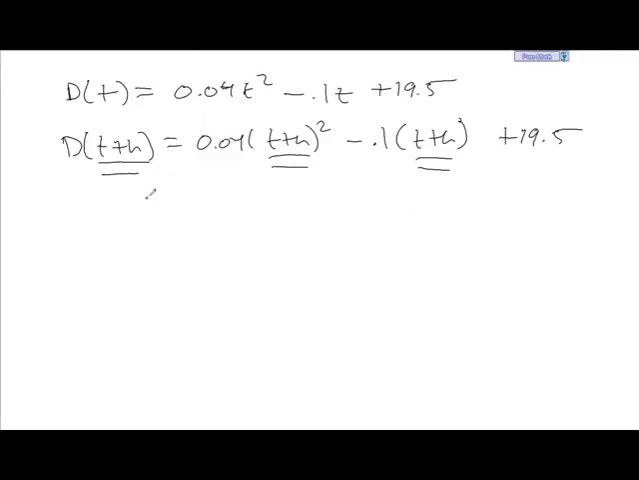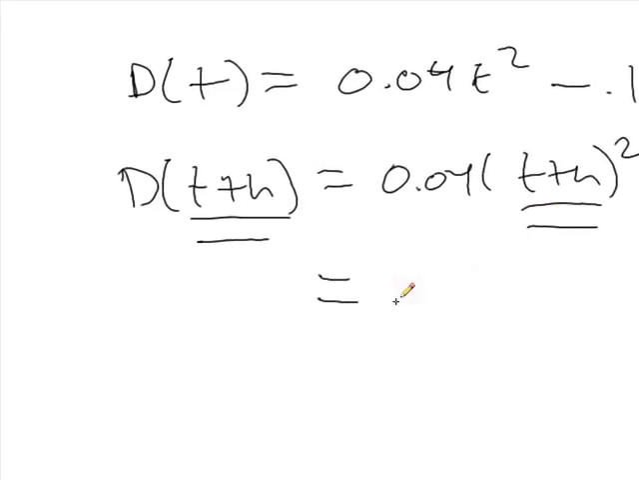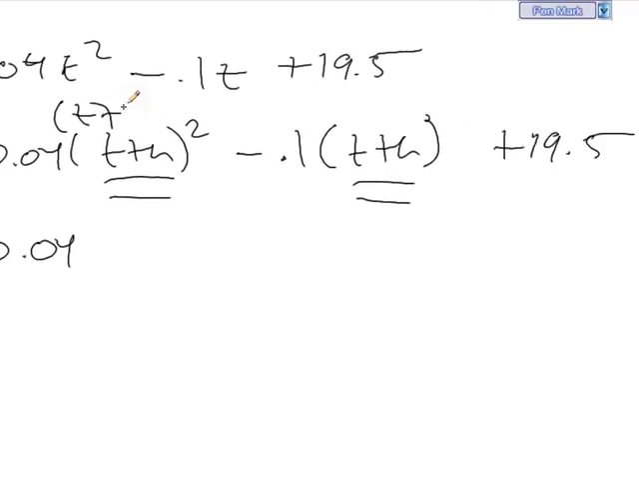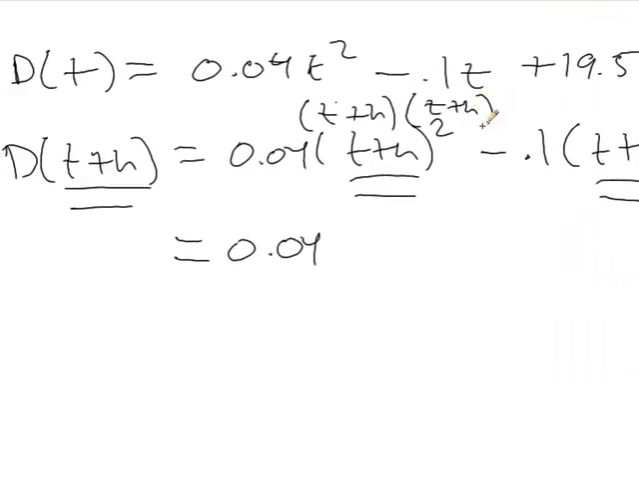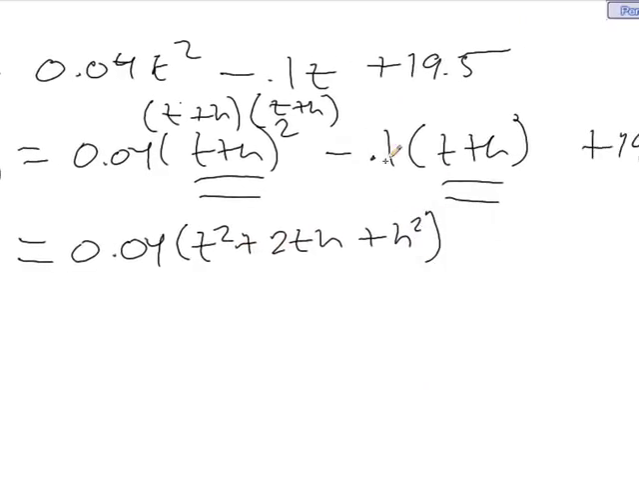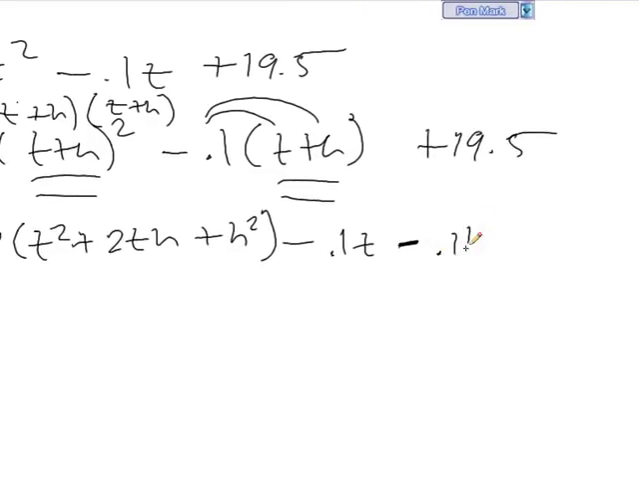And so now we're going to go ahead and do our distribution and our foiling. So I'm just going to go ahead and show what this thing foils out to. Remember, you can't just do t squared plus h squared. You've got to do t plus h times t plus h, which is not the same thing as just squaring the individual pieces. So that gives us t squared plus 2th plus h squared. I'm going to distribute my negative 0.1. So I get minus 0.1t, and be careful here, it's got to be minus 0.1h since you're distributing the negative along with it, and then plus 19.5.